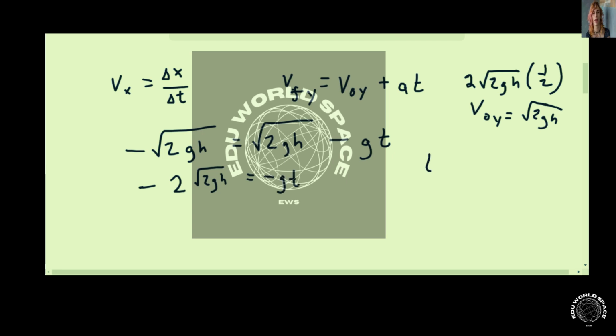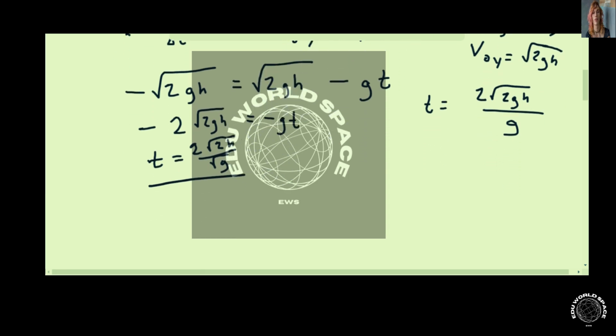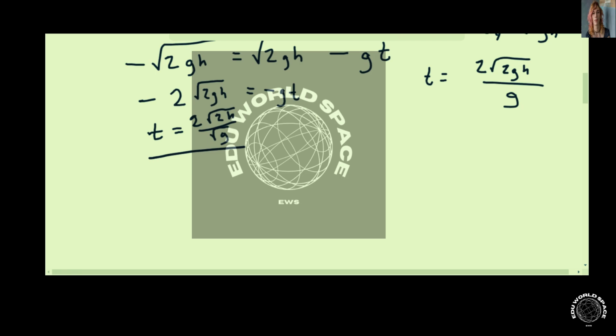So we have t equal to 2 root 2gh over g. Simplifying that some more, we have t is equal to 2 root 2h over root g. So now we can use that in our formula we had.